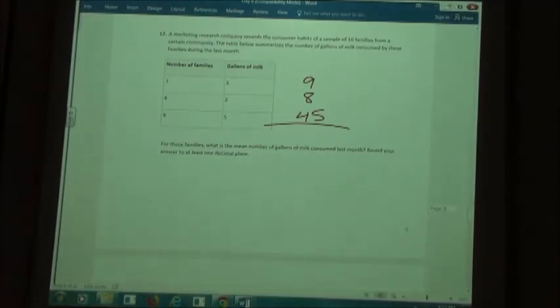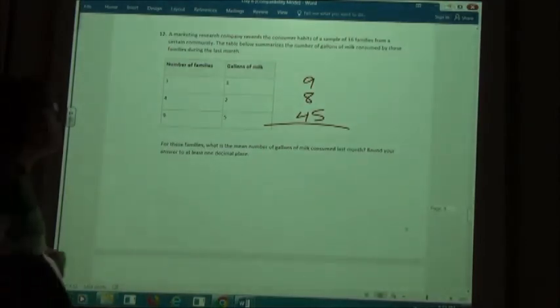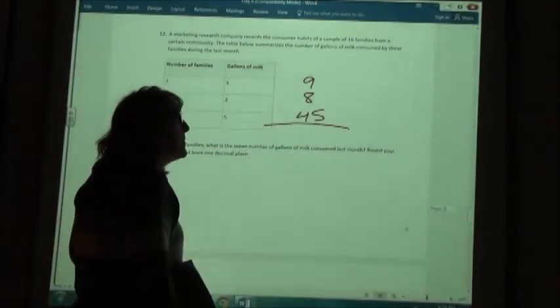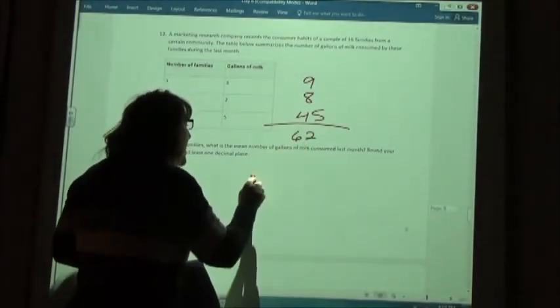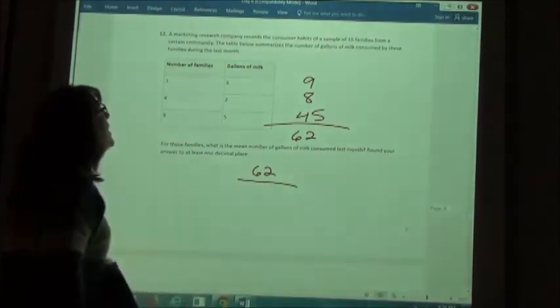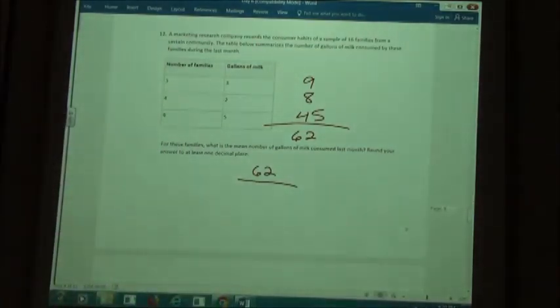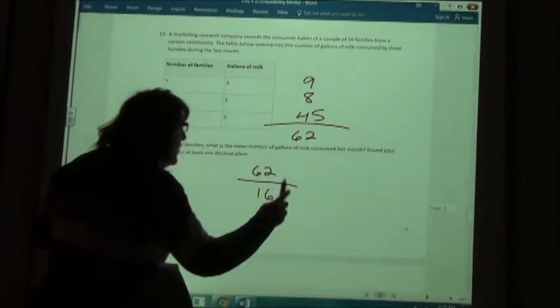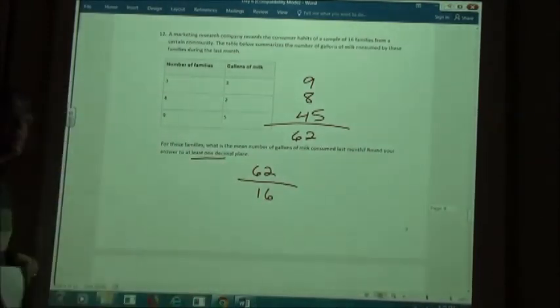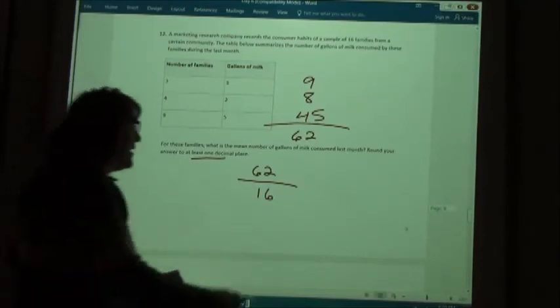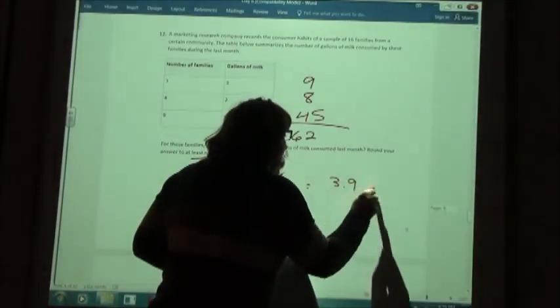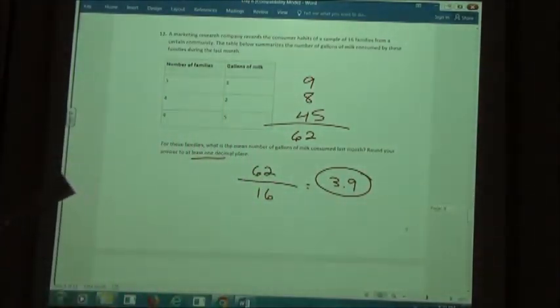You already did that, right? You added that up and you got 62. We're going to take our 62 and divide it by 16 families. And this one we're doing at least 1 decimal place again. And so we would round that off to 3.9. Exactly. 3.9. Okay, not so bad.